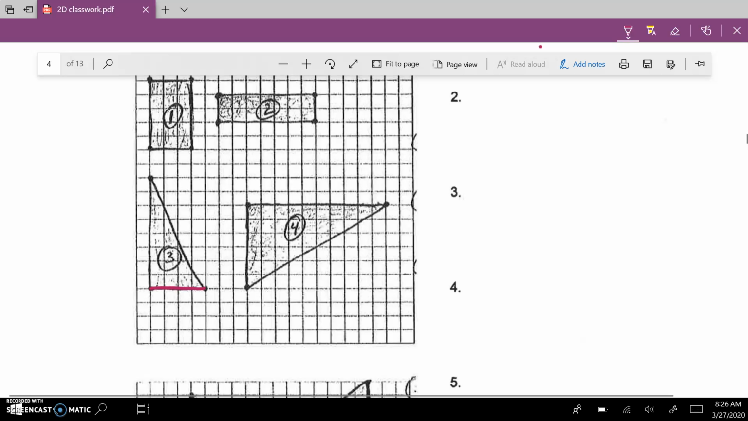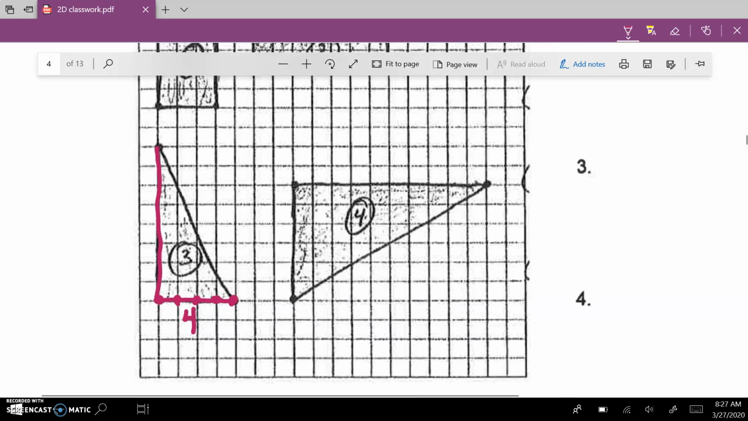So if I count this, remember you count when you move. So if I start here in the corner, it'd be 1, 2, 3, and 4 for the base. And now over here on the left-hand side, this is the height. So if I start at the top, I count when I move. 1, 2, 3, 4, 5, 6, 7, and 8. So this would be 8.